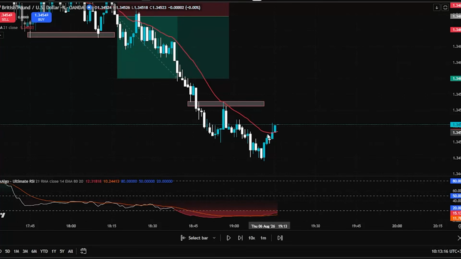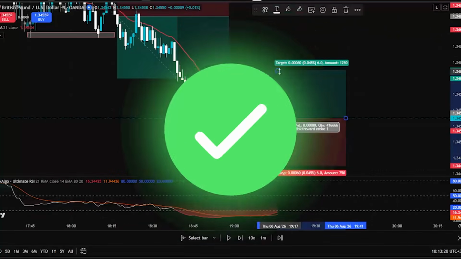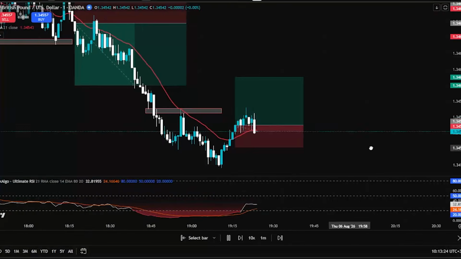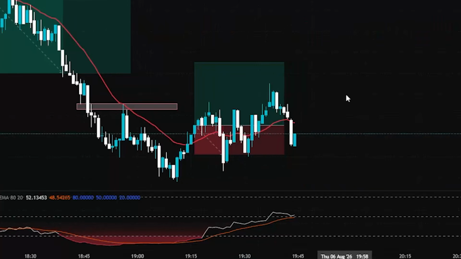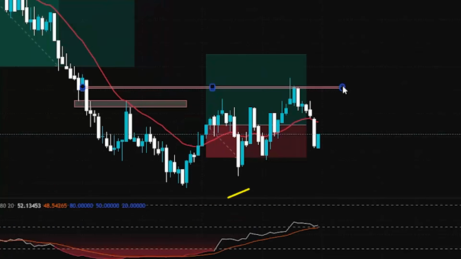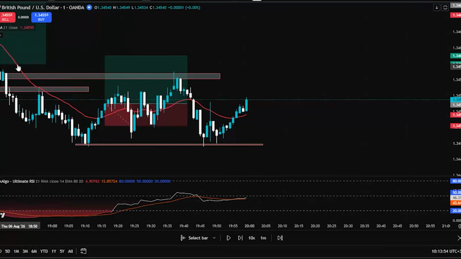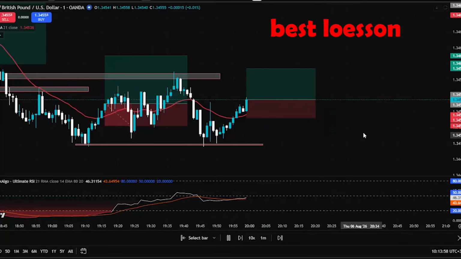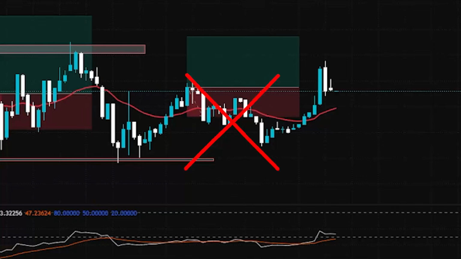For this backtest, after analyzing a number of trade setups, we had winning trades and losing trades. The final win rate was a certain percentage with a specific risk-reward ratio. Remember, these results are only from this specific test period. Market conditions change, and every trader should test the strategy on their own market and time frame. But the important lesson is that a simple system with clear rules can be more useful than a chart full of indicators.